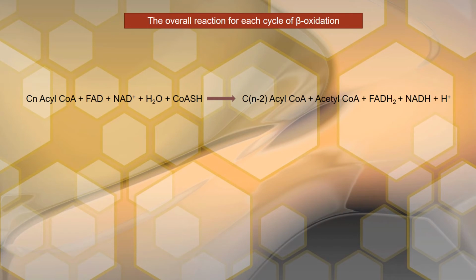The overall reaction for one cycle of beta oxidation involves the substrate as acyl coenzyme A plus FAD plus NAD plus H2O and the coenzyme A, which will give you the formation of two carbon less acyl coenzyme A plus two carbon containing compound acetyl coenzyme A, which will enter into the Krebs cycle for the energy synthesis, and FADH2 and NADH molecules will enter into the ETC reaction for the process of formation of ATP.